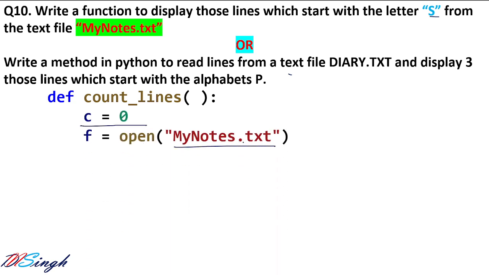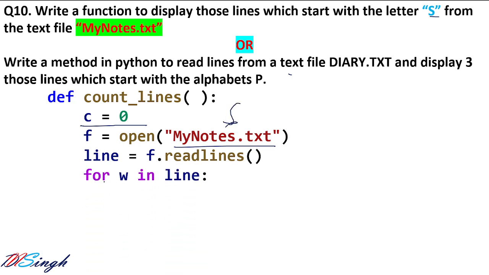Open the file, and by default the mode is read mode. And then we are going to use readlines, which will give me the list of lines from mynotes.txt. And then we will use for w in lines. W will have one line at a time, because lines is a list of lines. So here each line is an element of that list. If you iterate over it element by element using a for loop, what will w have? W will have the first line the first time, the second line the second time, the third line the third time.